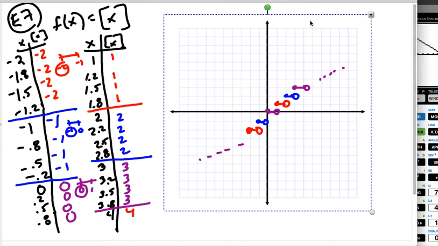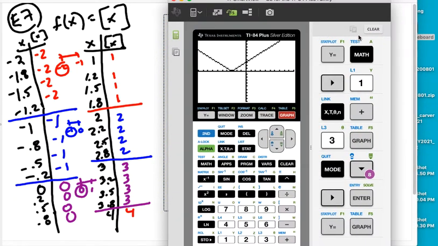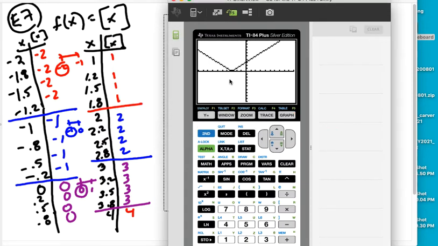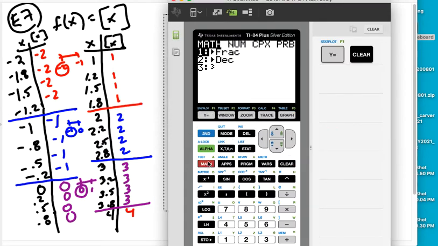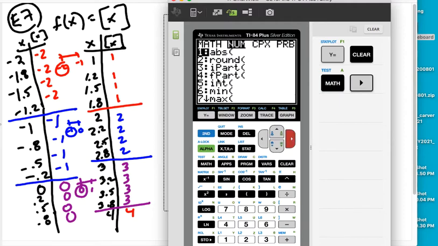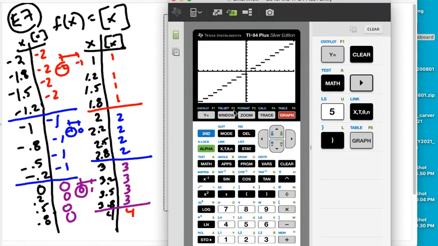So now let's look at what this looks like in a calculator. Now in a calculator, you're not going to be able to see the open and close circles. So we're going to clear this out. Let's go back to our y equals. Now this time we don't want absolute value. What we want is we're going to go over to math, right? And we want number, and we want 5, which is integer, right? So that's going to be our int function, and we want x in there. So I close the parenthesis, and I hit graph. And then sure enough, there's my step function.